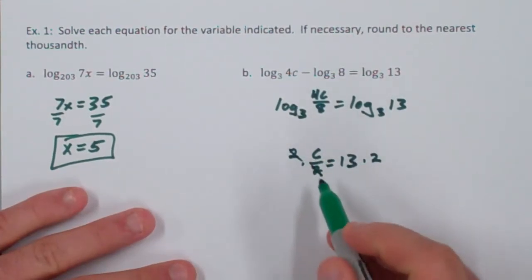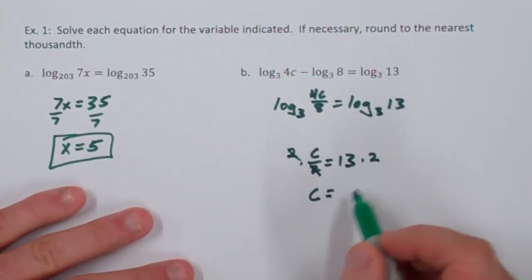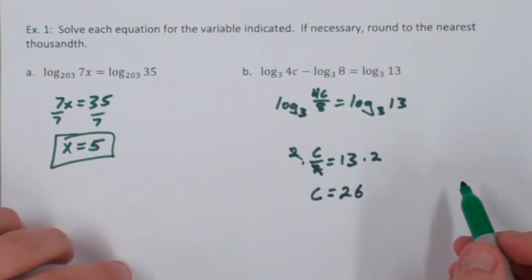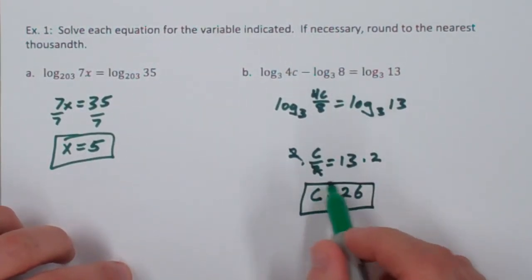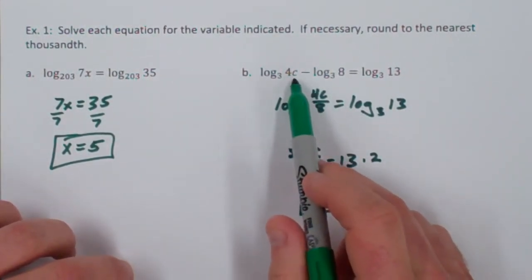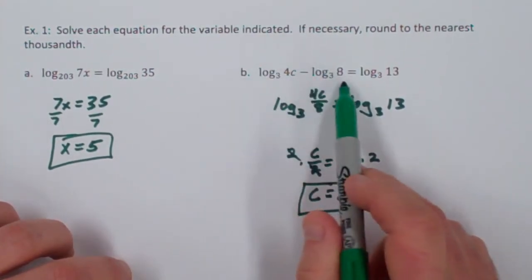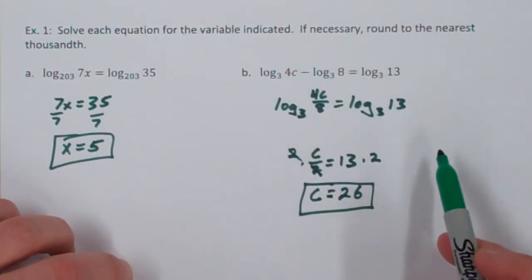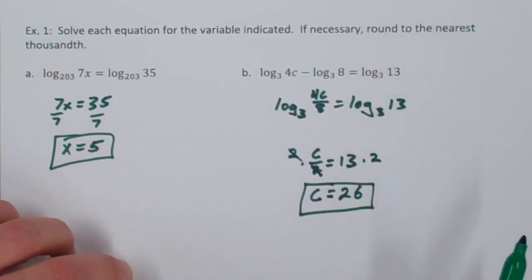2 over 2 is 1. 1 times c is just c. 13 times 2 is 26. Again, you could substitute this value in here for c, type this into your calculator, type in log base 3 of 13 in your calculator, and those should be the same values.